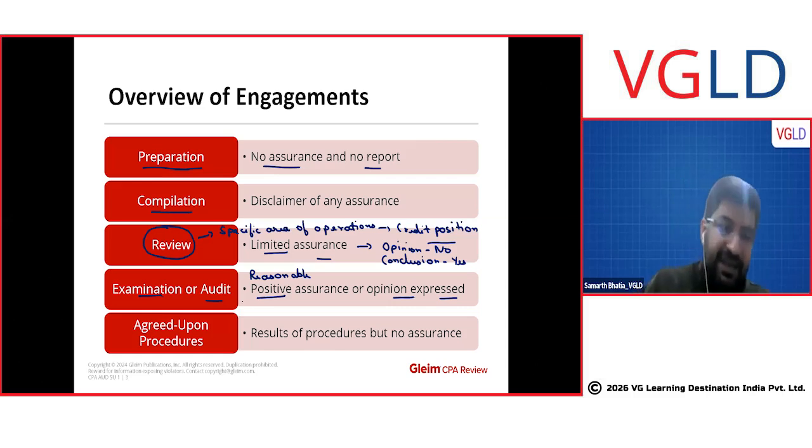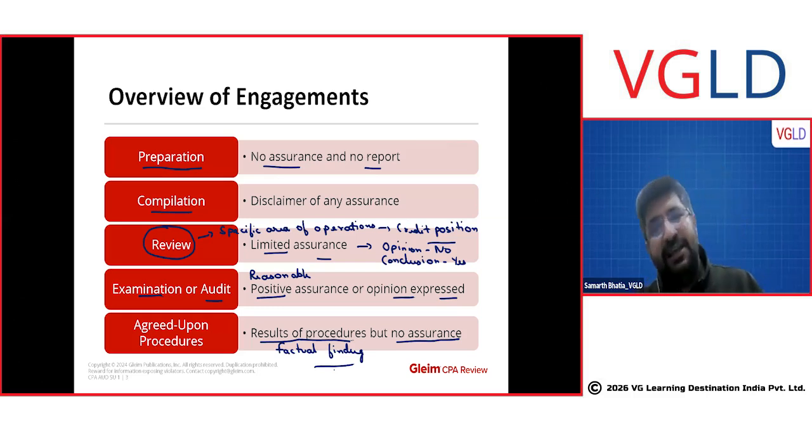And the last is agreed upon procedures. Agreed upon procedures means somebody has hired me and asked me to perform these procedures. Whatever the process is that has been defined, I have to just complete that. That's it. Nothing else. So we have to provide the results of the procedures. No assurance. We have to just take out the factual findings and give them to the management or those who have hired me to perform those procedures. So that is the result of the procedures.